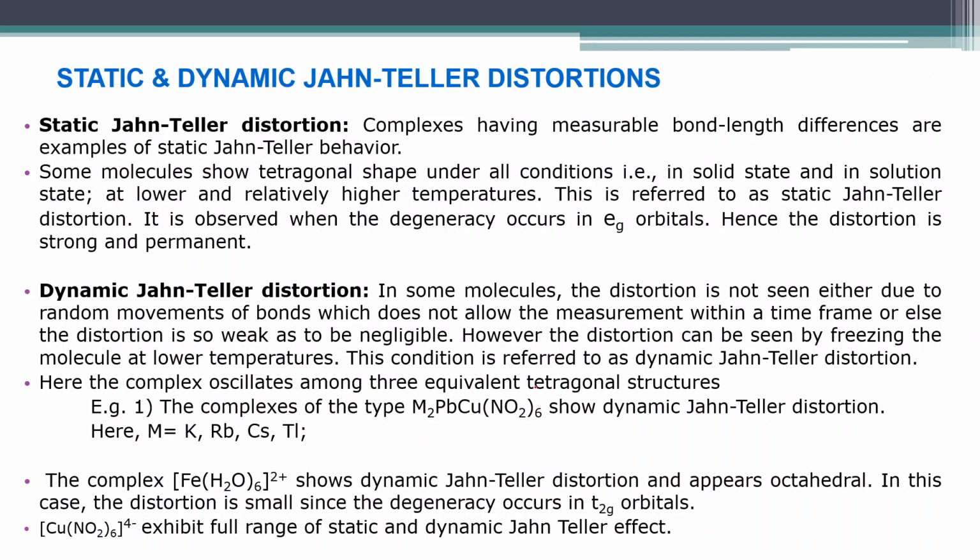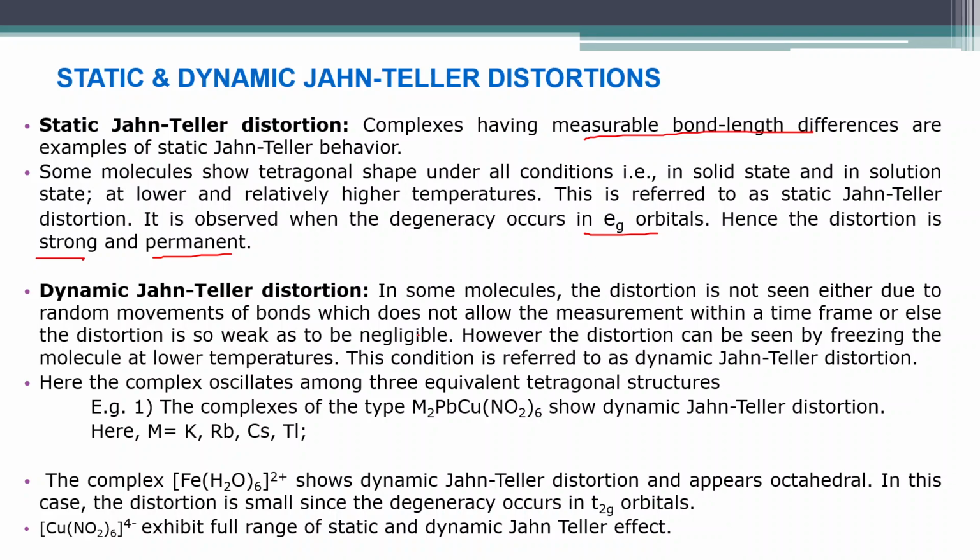We know that if the degeneracy is in the eg state, the Jahn-Teller distortion will be stronger, and for static it will be permanent. Here we can have measurable bond length differences in this type of distortion. When it comes to dynamic Jahn-Teller distortion, in some molecules the distortion is not seen, either due to random movements of bonds, which do not allow measurement within a time frame, or because the distortion is so weak as to be negligible.